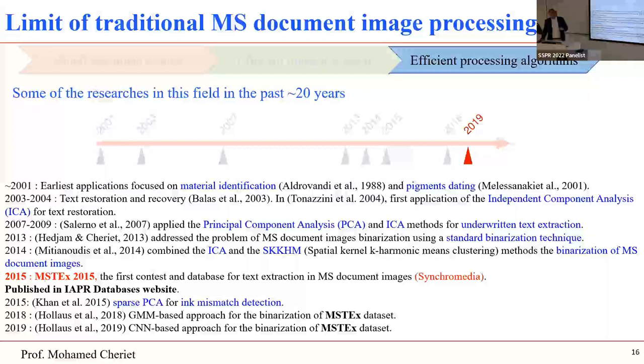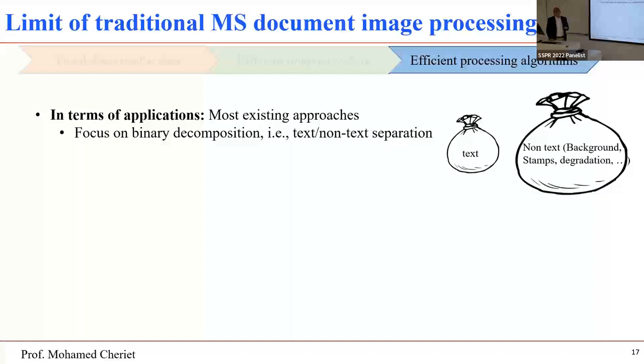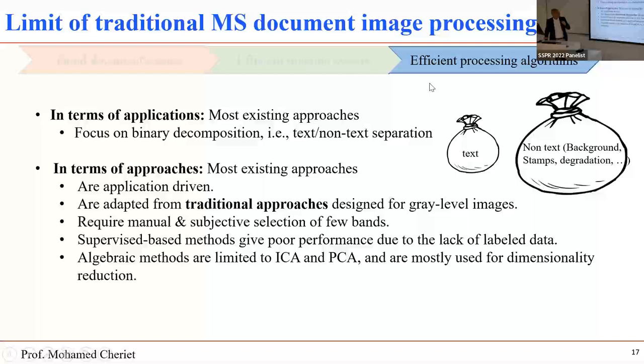If we try to analyze the last 20 years, this is our understanding of what is happening in our community. First is the focus on binary decomposition: text, non-text. So it's a binarization problem because we haven't had data that can go beyond that. The second element is that approaches are application driven, adapted from traditional approaches designed for gray level. Our community was very active in using gray level because it is cheap and this is what we had. We cannot go through scanning all the documents and so on. So we worked on that.